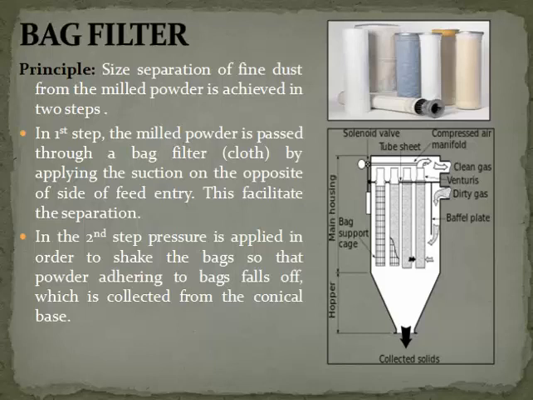It works on the principle that size separation of fine dust from the milled powder is achieved in two steps. Here two steps are followed. In the first step, the milled powder is passed through a bag filter by applying suction on the opposite side of the feed entry. Now, first of all, here is the image of the bag filter. These are the bag filters attached to a metal frame. Here is the diagram of the bag filters.